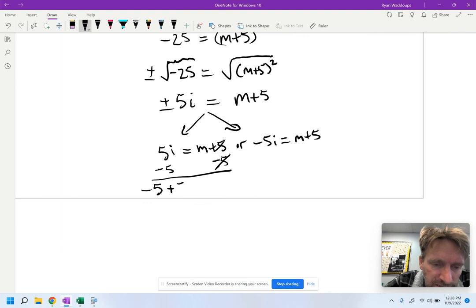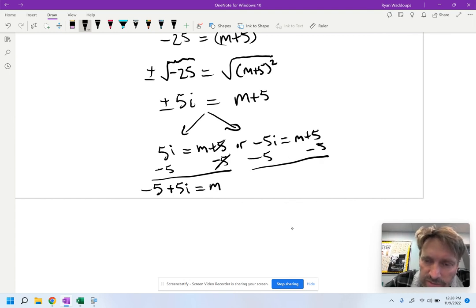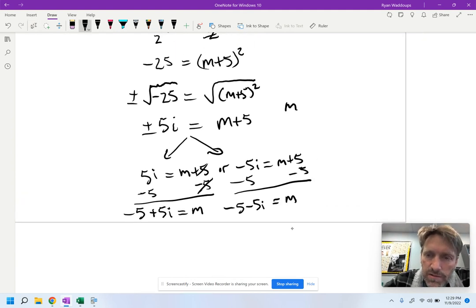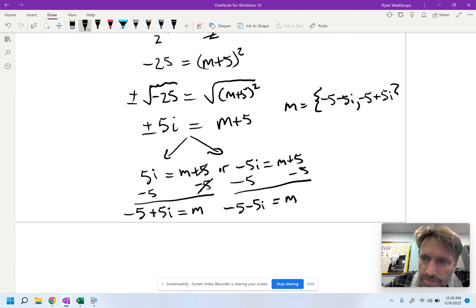So you get minus 5 plus 5i equals m. And over here, when I subtract 5 and I subtract 5, same thing applies over here as well. So m equals minus 5 minus 5i. And so our solution set is minus 5 minus 5i and minus 5 plus 5i.